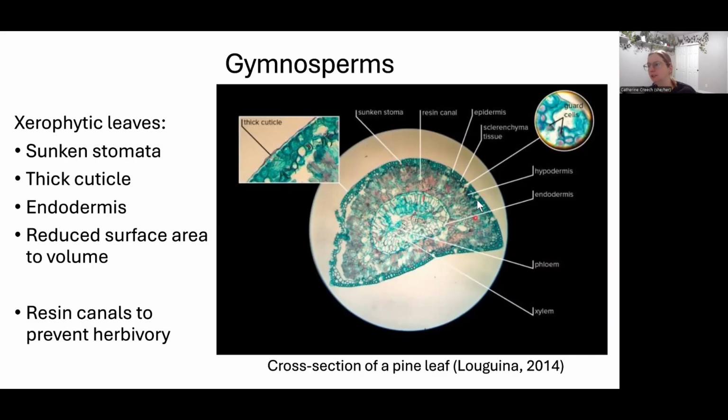And they've reduced the surface area to volume ratio. And that's why pine needles are long and thin. So they have reduced the amount of stomata they need by reducing the surface area.